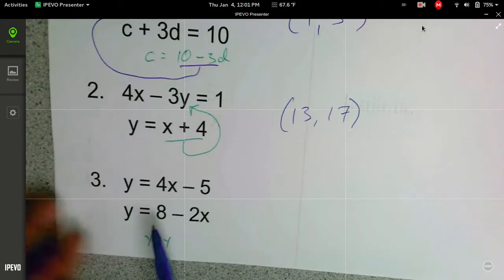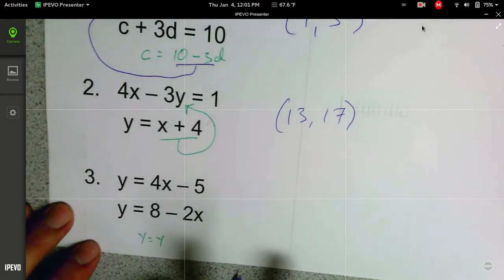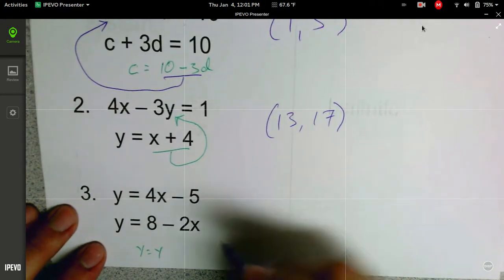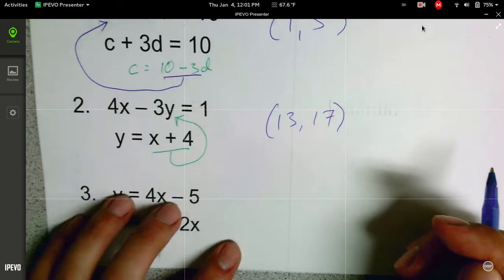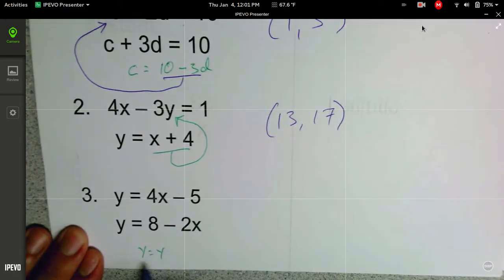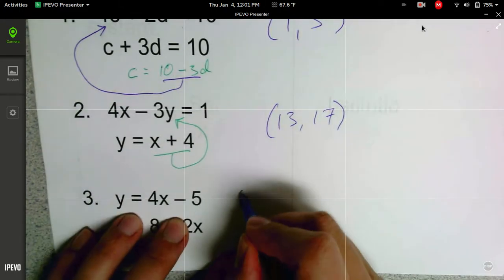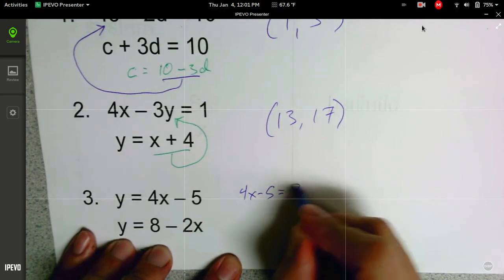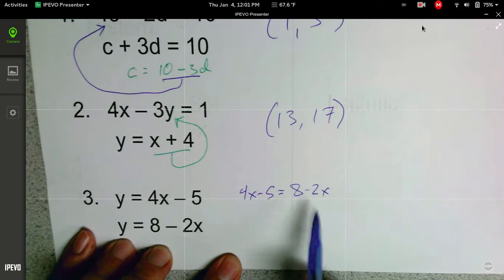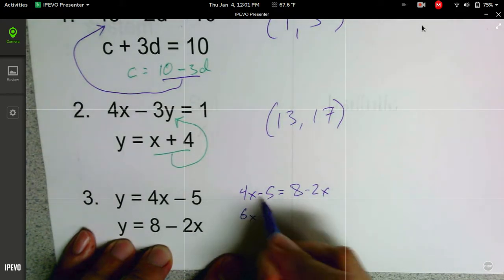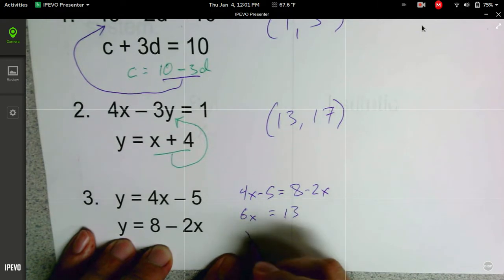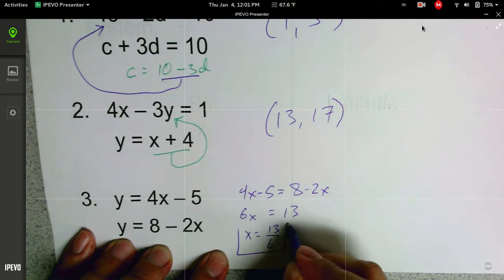I want to take a look at number 3 together because number 3 does not work out to a pretty answer when I checked it on my calculator. So I'll show you guys the setup and we'll try solving it ourselves and we'll see what happens. So like I said, these are both equal to y, so we'll just set them equal to each other. So we have 4x minus 5 is equal to 8 minus 2x. We'll solve this from here, so we'll get 6x. We'll add 5 to this side. Let's see here, that's going to be 13. So x is equal to something ugly, which is 13 over 6, which is a really ugly number.